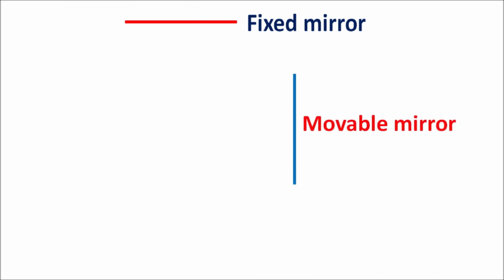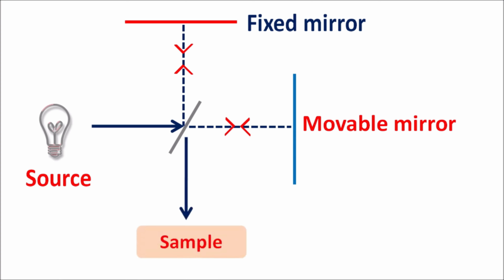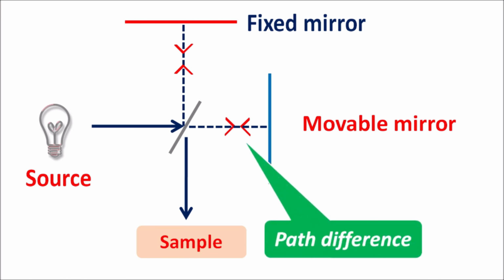So in this FTIR, we can observe a fixed mirror and movable mirror. Now the source can send the radiation, which is going to be split by beam splitter. Now the radiation is going to be split, 50% to the fixed mirror and 50% to the movable mirror. Once this radiation strikes the mirror, they are going to be reflected back both from fixed mirror and from the movable mirror. And the radiation that comes after the interference is going to be sent into the sample. Since one of the mirrors is movable, it can be moved at a specific velocity, which creates some path difference in the reflected beams.